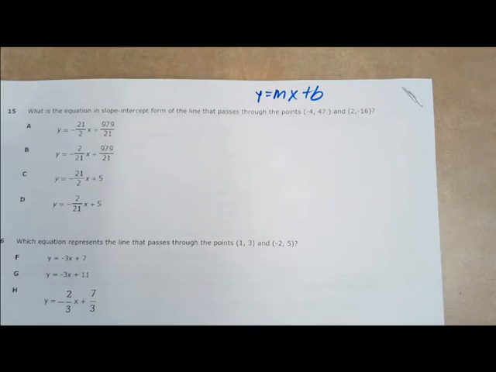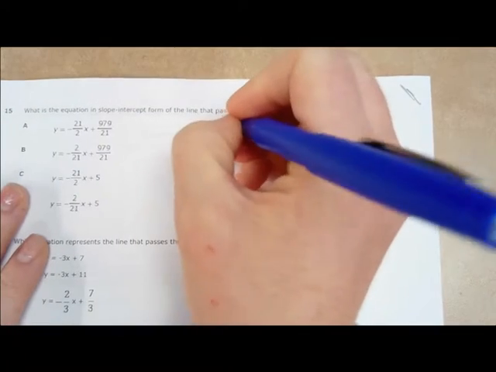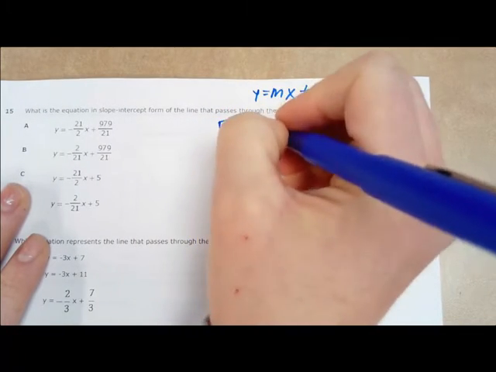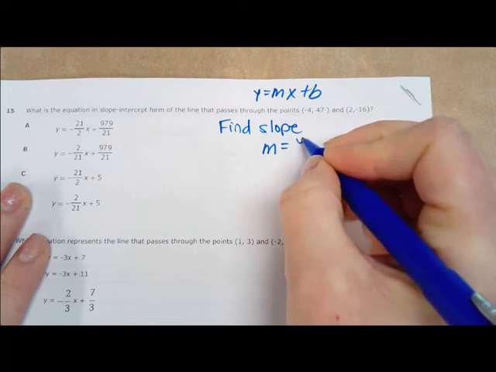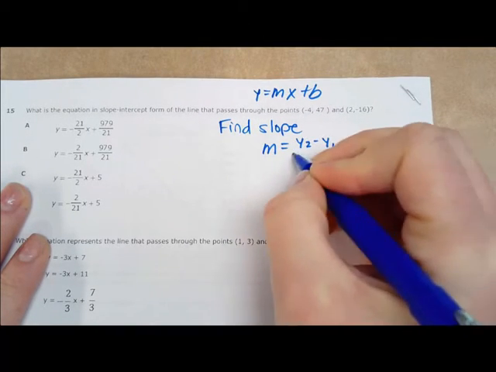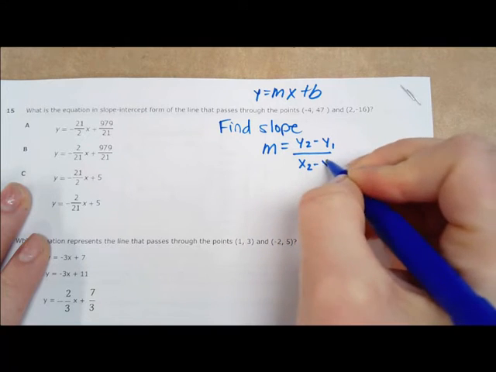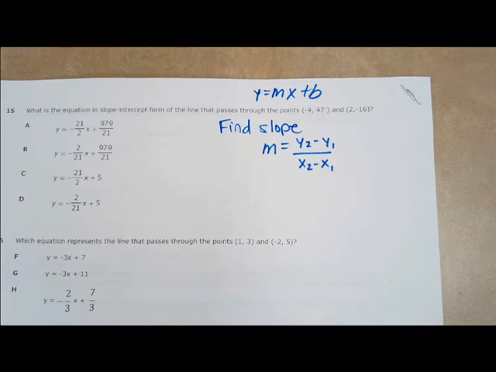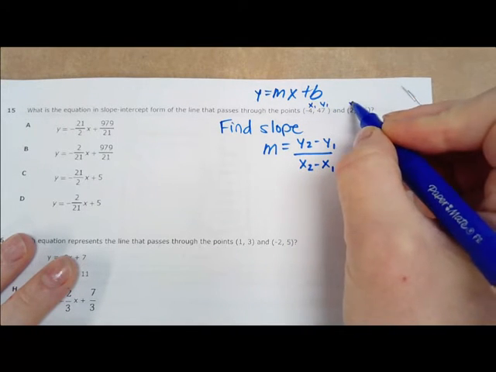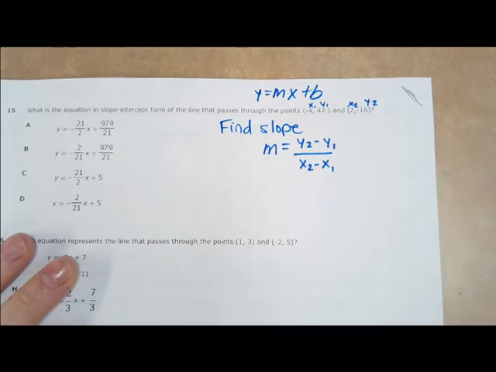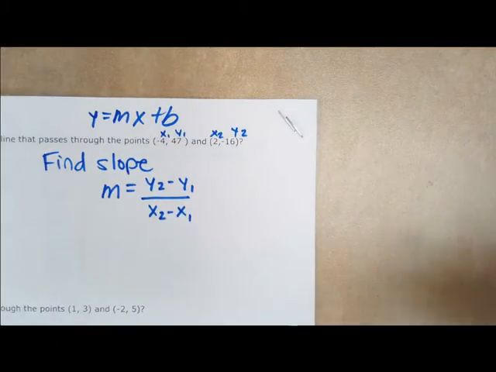So one thing that you can do is find your slope, and that'll narrow down our choices. So remember the slope is y2 minus y1 over x2 minus x1. So we'll do that first. So this is x1, y1, x2, y2. So once you identify what they are, you can plug it into the formula.